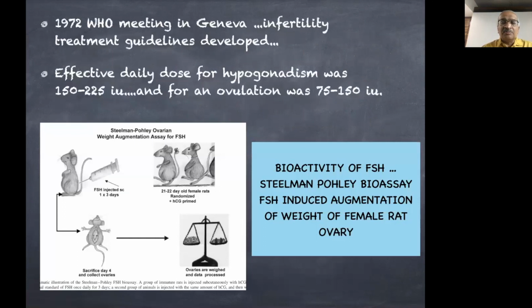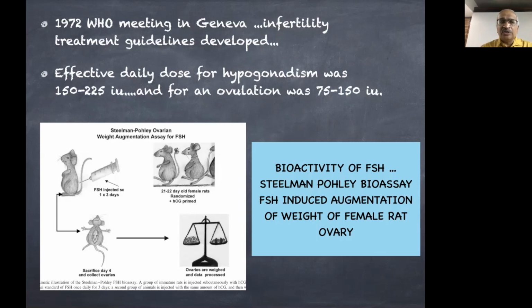Those days, it was the bioactivity of FSH, and the Steelman Pohe bioassay was the one which was used for all those HMG preparations. In the Steelman Pohe bioassay, there were 21 to 22 day old female rats. They were randomized to receive the drug and those who wouldn't receive the drug. They were injected with the FSH for a period of 3 days, and on day 4, the rat was sacrificed. And the ovarian weight of the injected and the non-injected rat was measured, and the difference in the weight proved to be the bioactivity of the FSH given to it.